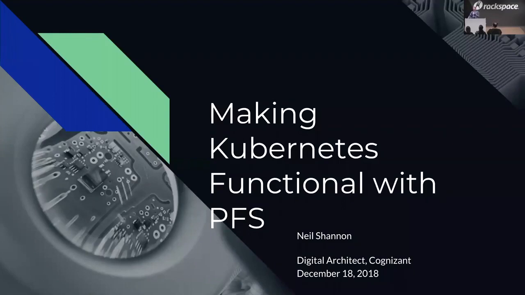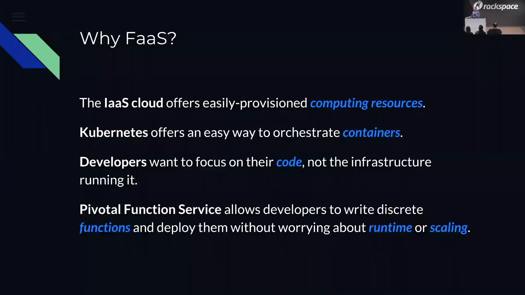So why do we want to do functions as a service? Infrastructure as a service provides us computing resources on demand. Kubernetes gives us container orchestration, which is cool, but I'm a developer. I don't want to write Docker files and build Docker images and do all that stuff. I want to focus on my code. So what Pivotal Function Service does is it allows me to write functions, push the code out, and PFS will build my Docker images. It'll scale my functions for me. It'll handle my runtime. It'll handle my routing. It'll do all that stuff.